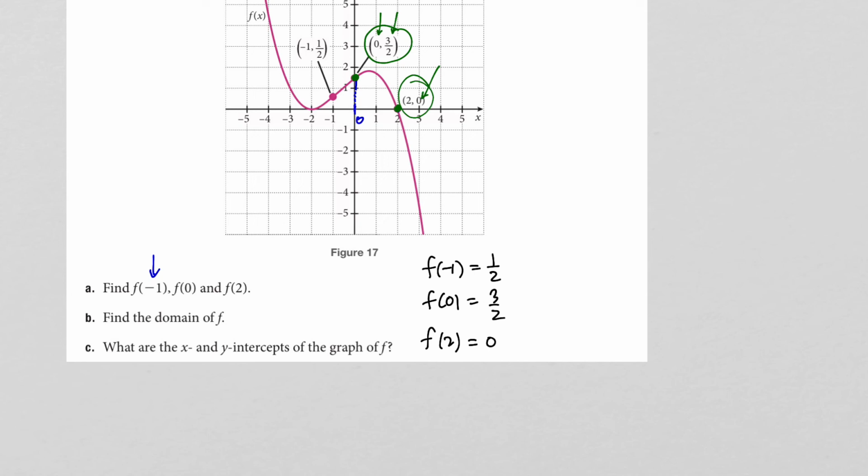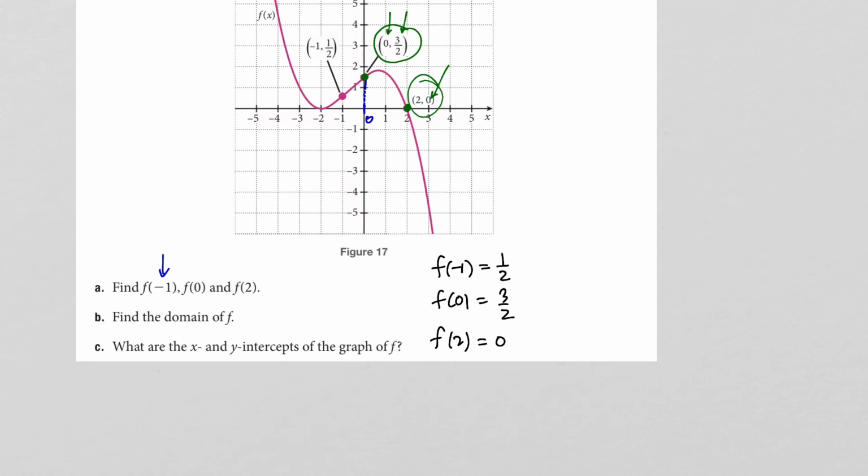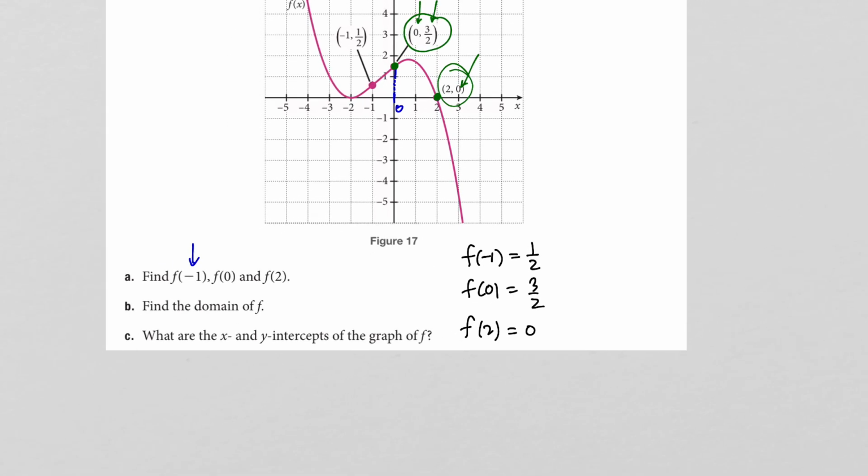So a couple of things to note, and we'll talk about this actually in part C. f of 0 equals 3/2. This is our y-intercept, isn't it? Because that is where the graph crosses the y-axis. And then f of 2 is equal to 0. This is one of our x-intercepts because that is one of the points where the graph crosses the x-axis. Okay? All right, we'll talk more about that in part C.